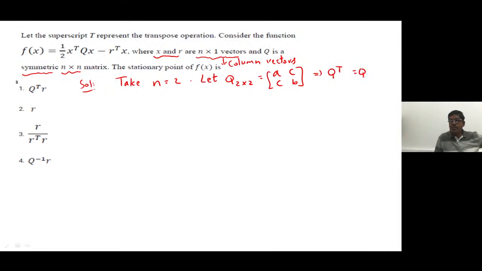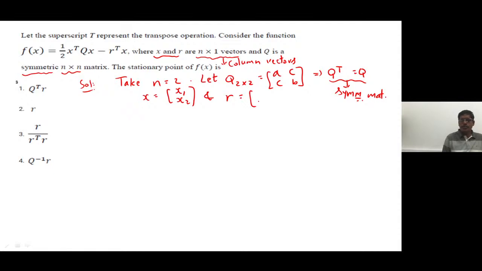That is, the first row elements are the same as the first column elements, and the second row elements are the same as the second column elements. This is a symmetric matrix. SYMM means symmetric matrix. It is given in the question, so that's why I took it like this. Now x and r are column matrices. Small x is a column matrix with 2 variables only, because n is equal to 2: x1, x2, and r has column vector elements r1, r2. Hope that is understood. This is taken as a particular case, n is equal to 2.